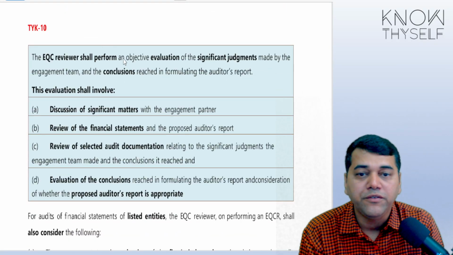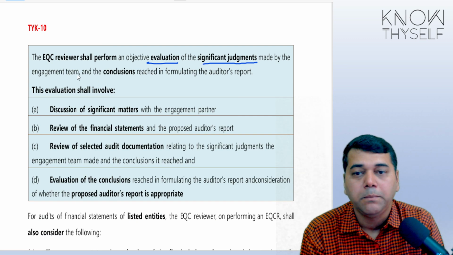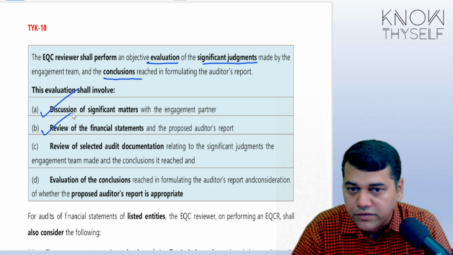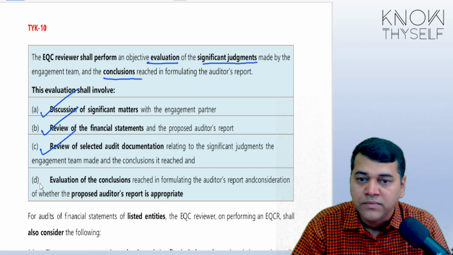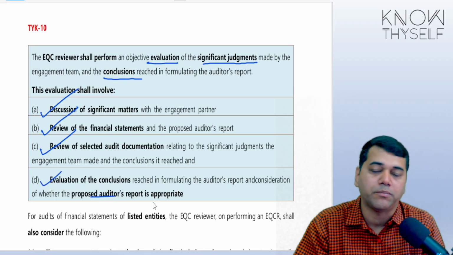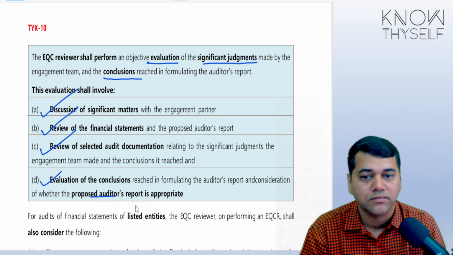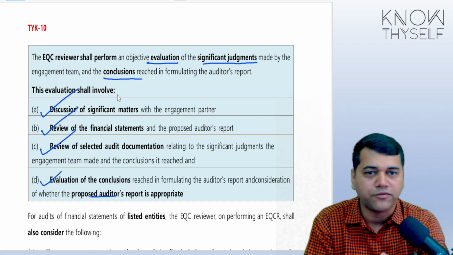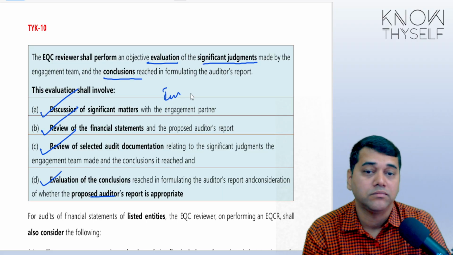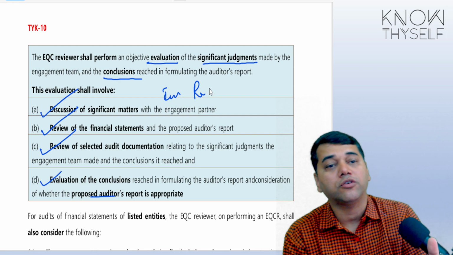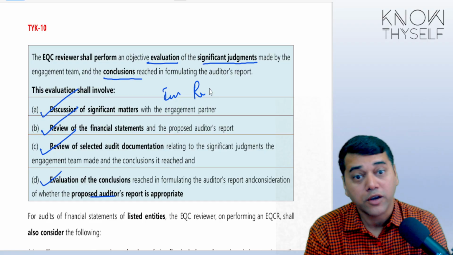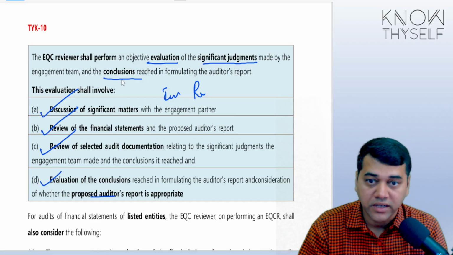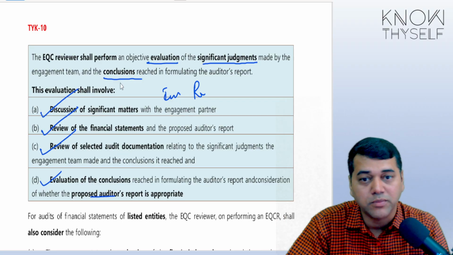He is supposed to perform an objective evaluation of significant judgments made by the engagement team and the conclusions reached. The evaluation should include discussion of the significant matters, review of the financial statements, review of selected audit documentation, and evaluation of whether the conclusions reached and the audit report are appropriate. So this is his task. He has to discuss all the significant matters. I'll give an analogy also, students, as we proceed further. Impairment is a very significant matter. Revenue recognition is a very significant matter, like how did you do the revenue recognition in the EPC contracts? How did you follow this? Going concern is a very important matter. If you have identified any indicators of going concern, then how did you resolve it? That's a significant matter. So all these significant matters have to be discussed by the EQCR.